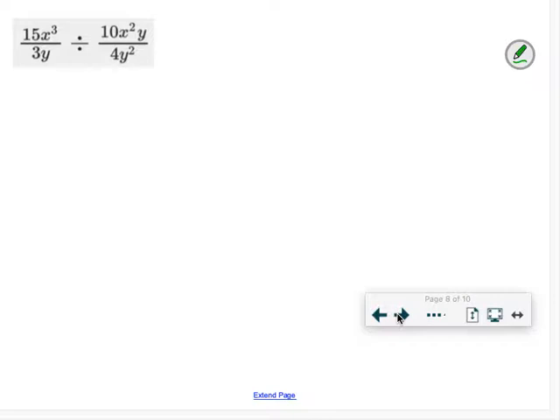This one is division. So the first thing I would do is what, Jake? When I divide fractions, what do I do? Keep, change, flip. Yep.